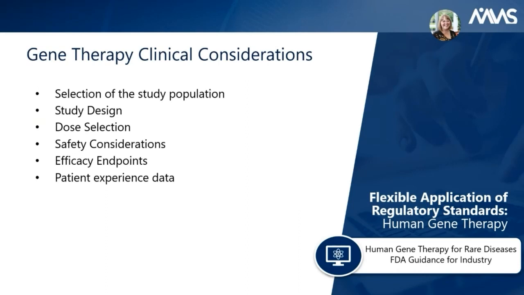For dose selection, another recommendation the FDA makes is that sponsors have to consider transgene expression. That's obviously specific to human gene therapy. There are also considerations of innate and adaptive immune responses when considering safety. So for the sake of time, I'm not going to go through examples for each of these, but the guidance does lay out numerous examples for most of the categories that I've shown here.